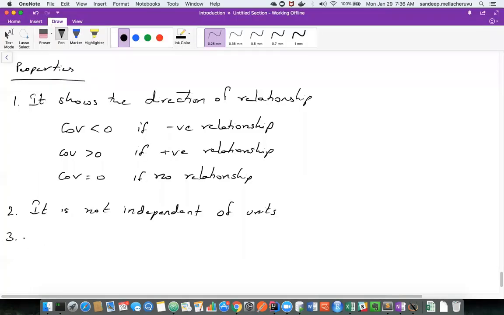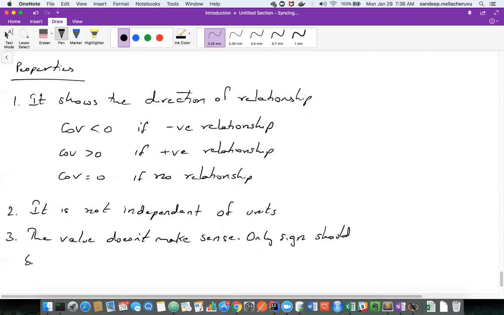So what you can do, the value doesn't make sense. Why doesn't the value make sense? Because it keeps on changing based on the units. Only the sign should be interpreted. Only the sign should be interpreted.